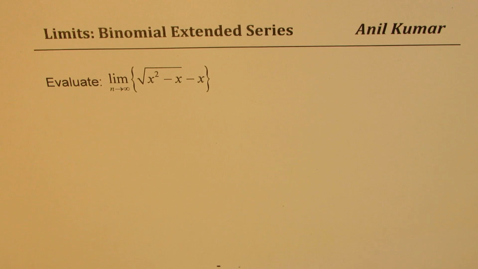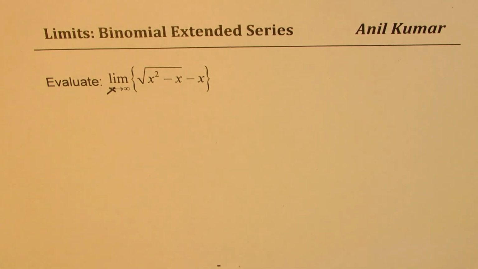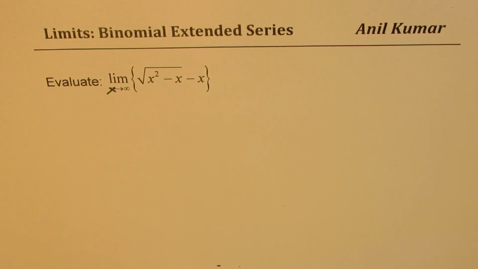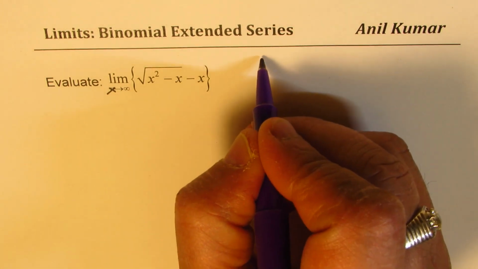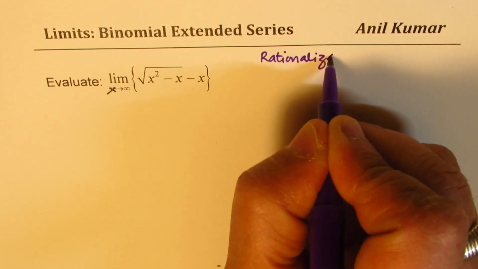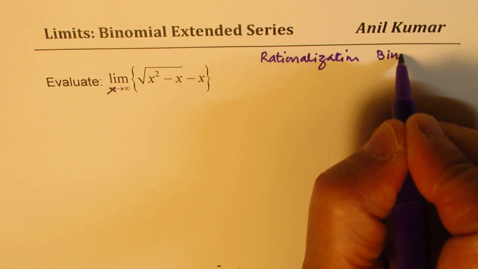We are taking some challenging questions which will help many students get admission to excellent universities. Here is a question: evaluate the limit as x approaches infinity of the square root of x square minus x. Now we are not only going to solve this question, but we will learn techniques to solve it. One method to solve this will be rationalization, and the other will be binomial series.